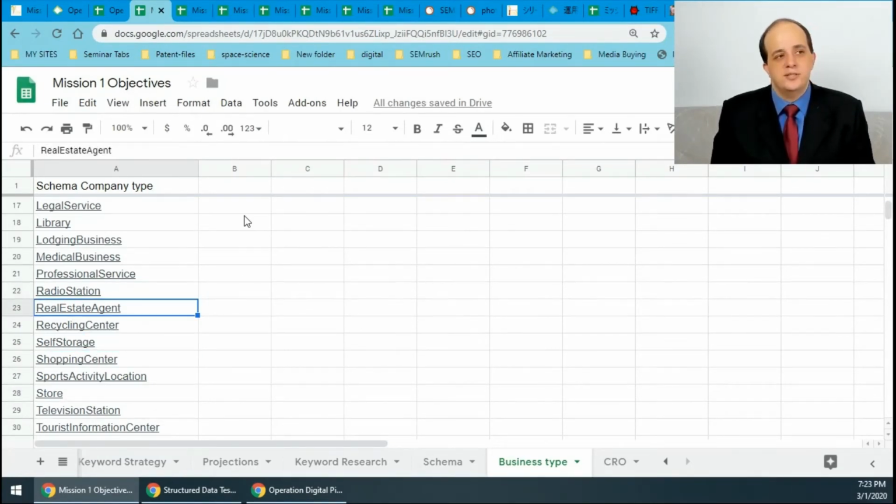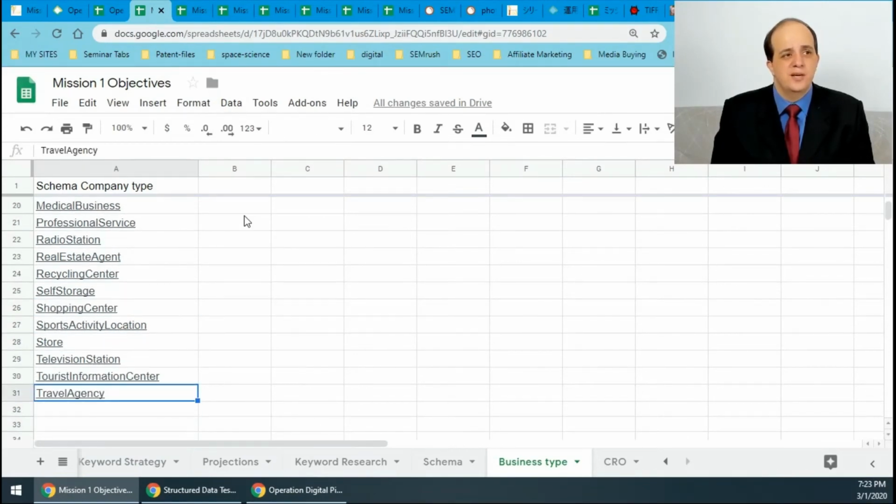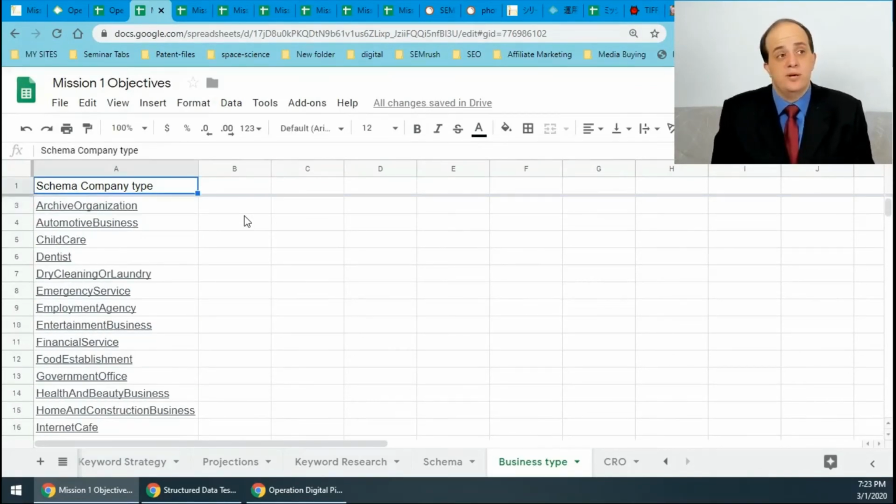Real estate agent is much more specific, but these others are just crazy. Anyway, there's only 30 separate categories that Google will accept for what kind of business you have. I don't know why. Anyway, we establish where your company is so that we can properly structure your company.